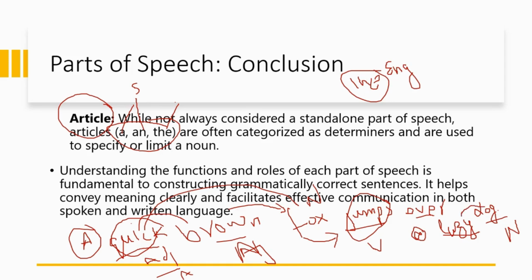What kind of dog is it? It is lazy. Over is a preposition because it's a relation linking jumps with the dog. So in this sentence, the is an article or determiner, quick is an adjective, brown is an adjective, fox is a noun, jumps is a verb, over is a preposition, the is an article or determiner, lazy is an adjective, and dog is a noun.